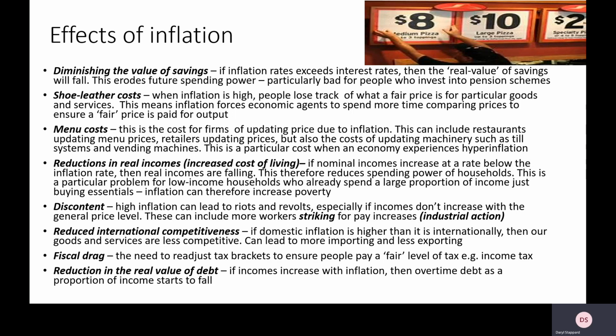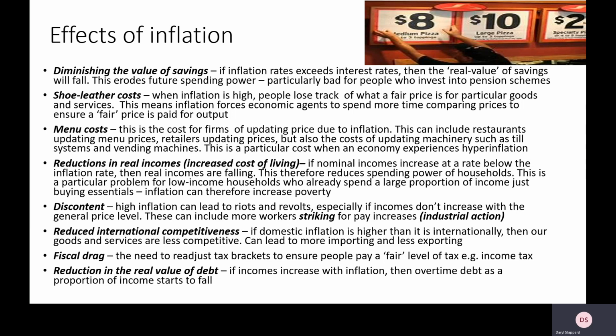Another one is something we call menu costs. So if prices are increasing over time, then businesses have got to update their price lists. This could be restaurants having to pay money to update their menus on cafe tables, on the signs above the place where you pay for the prices, but also it's the cost of updating all the machinery as well, vending machines, etc., to reflect the new prices in the economy. So this will bid up business costs when you've got more inflation.